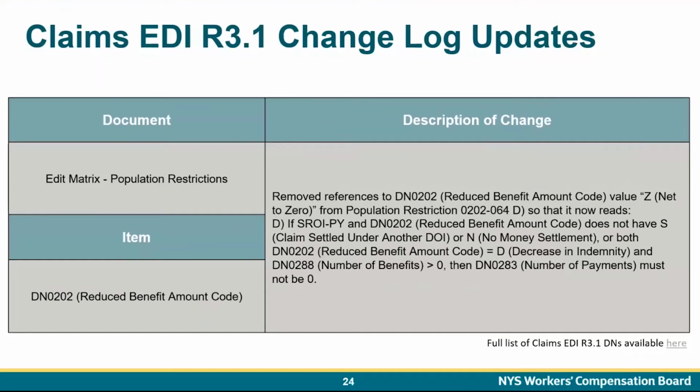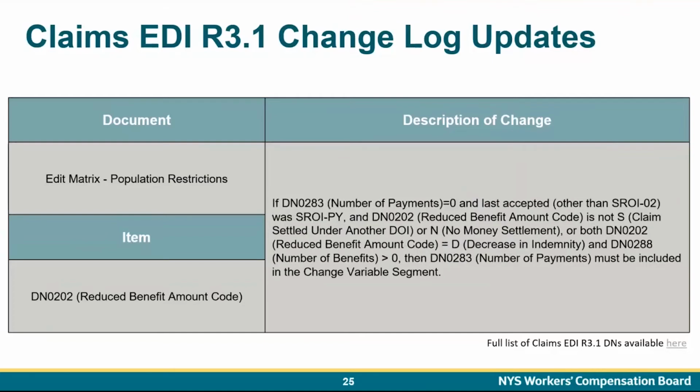And you're going to hear a broken record here, but probably the next 10 or so slides, we're going to again reference changelog item 201, remove the reference of value Z net to zero from 202064D to support that IRR 914, as Mike said, which created a new DN for net to zero code to be implemented at a later date. And on the screen, you're just going to see how the new DN 202064 now reads without the net to zero in place.